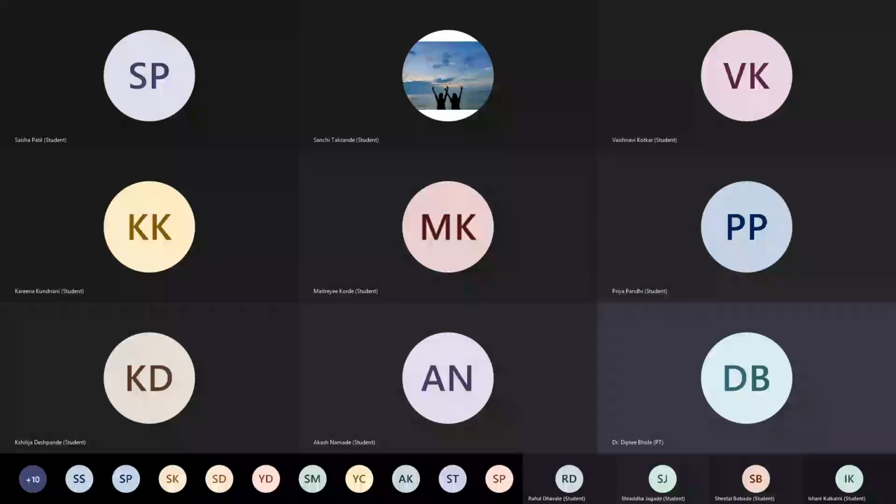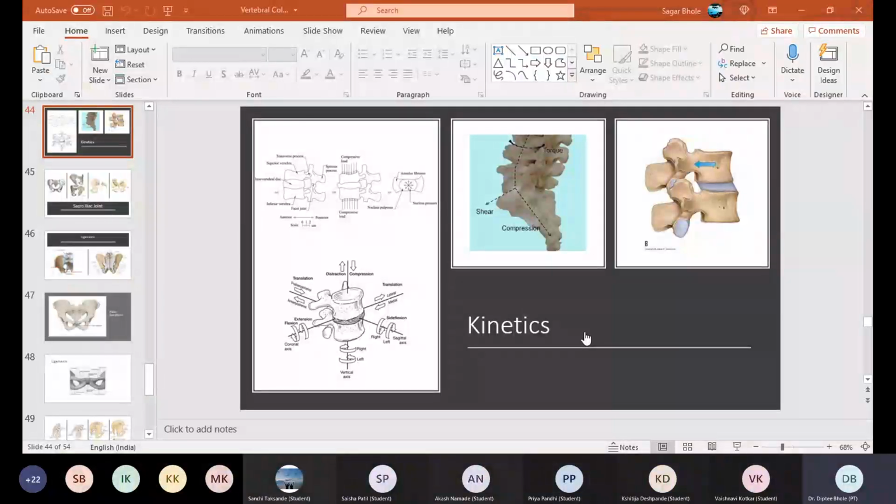As well as from your exam point of view, basically because it is very often repeated in your university question papers. But even apart from that, there is a very strong reason for us to understand the lumbo-pelvic rhythm, because it is very relevant clinically.